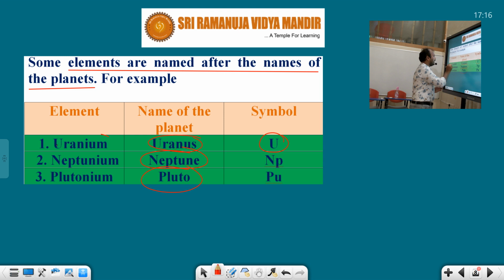Neptunium, this element name, its symbol is Np. The first letter is a capital letter, the second letter is a small letter. How is it taken? Because it is derived from Neptune, the planet. And from Pluto, an element has been taken: plutonium. Its symbol is Pu. Here observe that elements are named after the planets. So planet names have also been taken and given to certain elements as symbols.